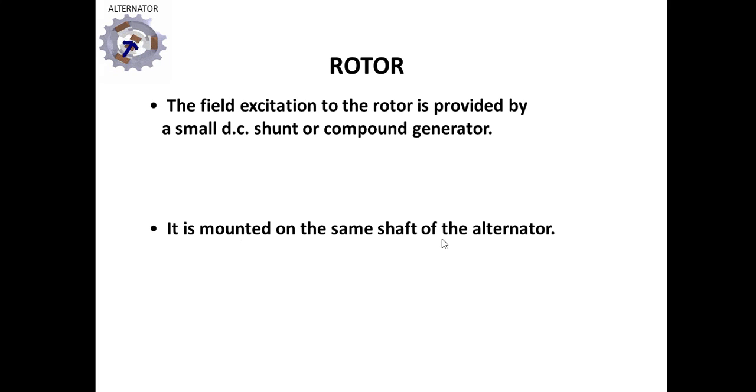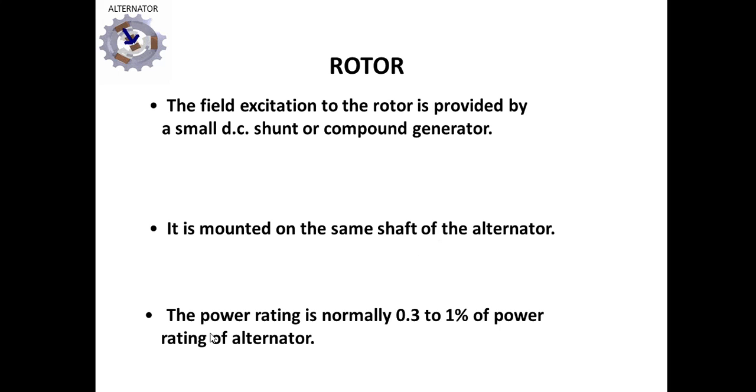It is mounted on the same shaft of the alternator. The power rating is normally 0.3 to 1% the power rating of the alternator. So they have 100% alternator. The 1% of the DC shunt generator is used for the excitation of the alternator for the field windings.